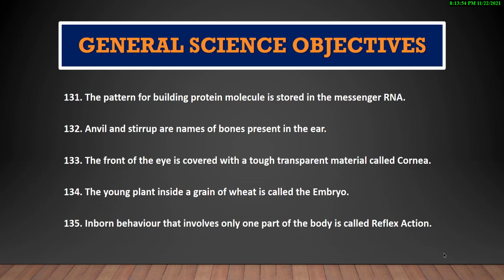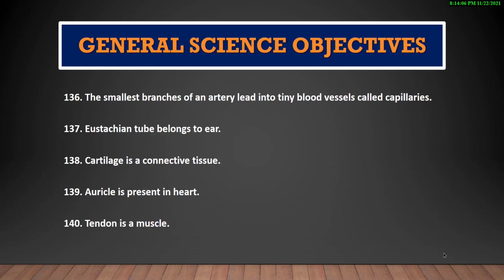The young plant inside a grain of wheat is called the embryo. Inborn behavior that involves only one part of the body is called reflex action. The smallest branches of an artery lead into tiny blood vessels called capillaries. Eustachian tube belongs to ear. Cartilage is a connective tissue.